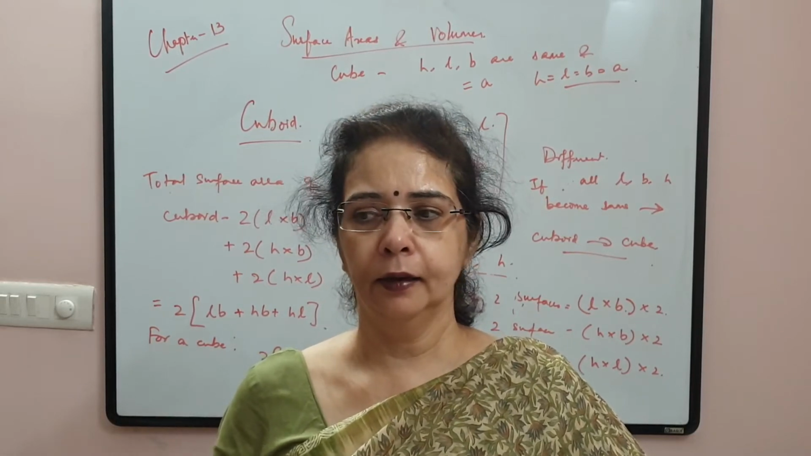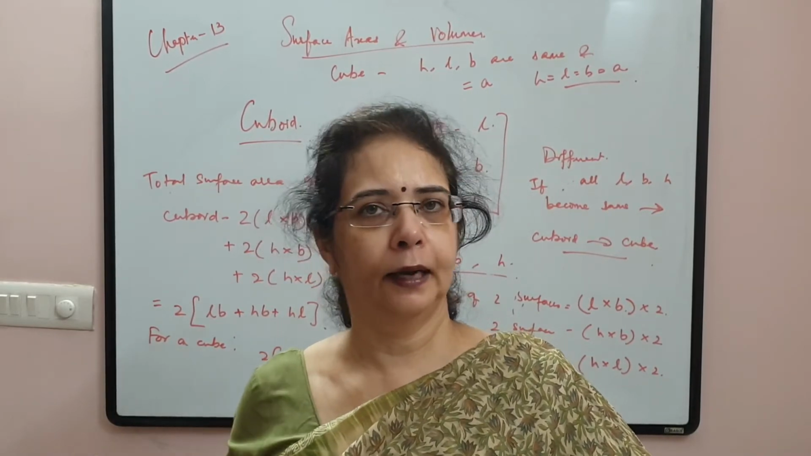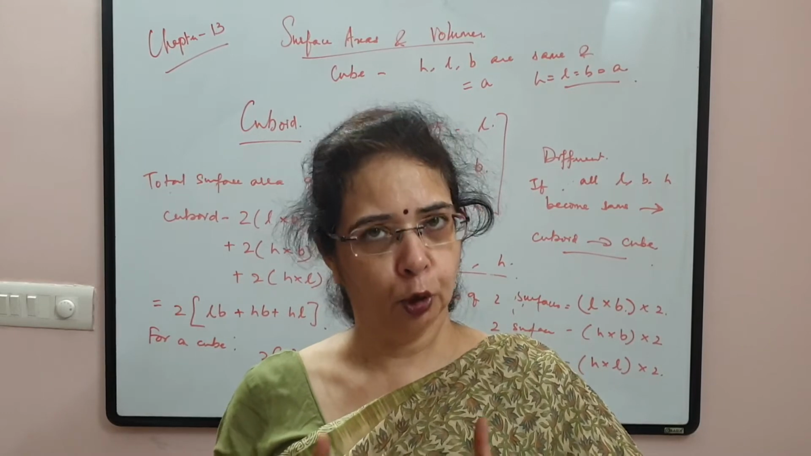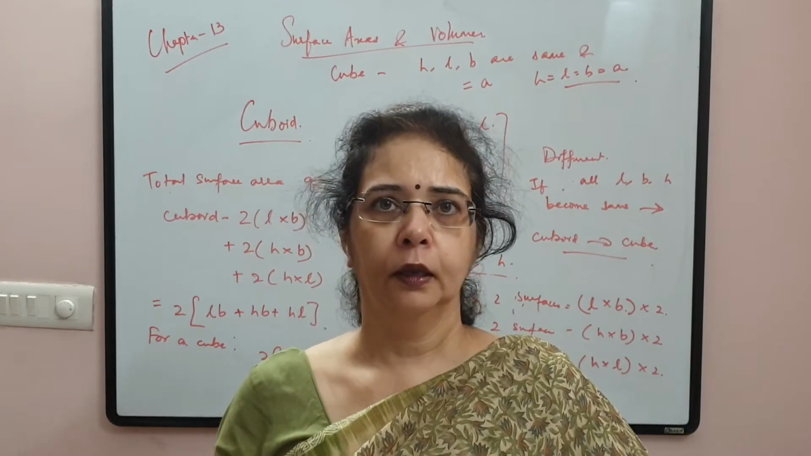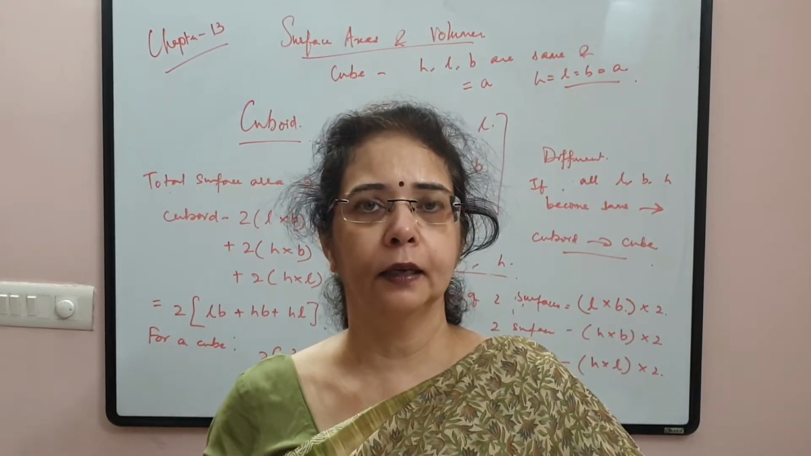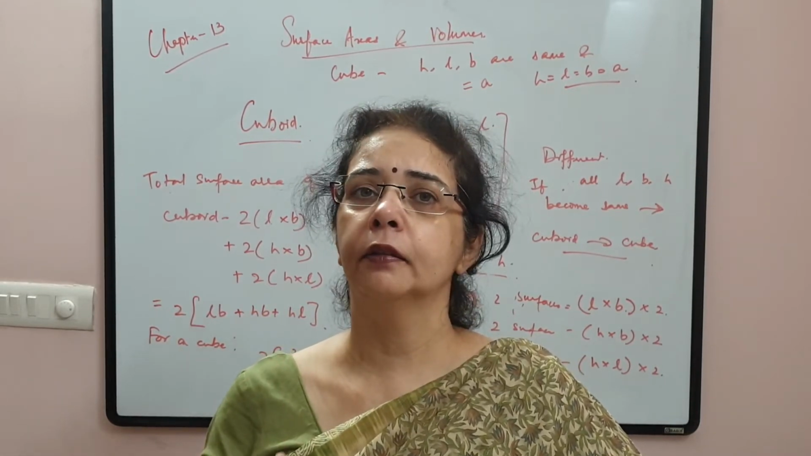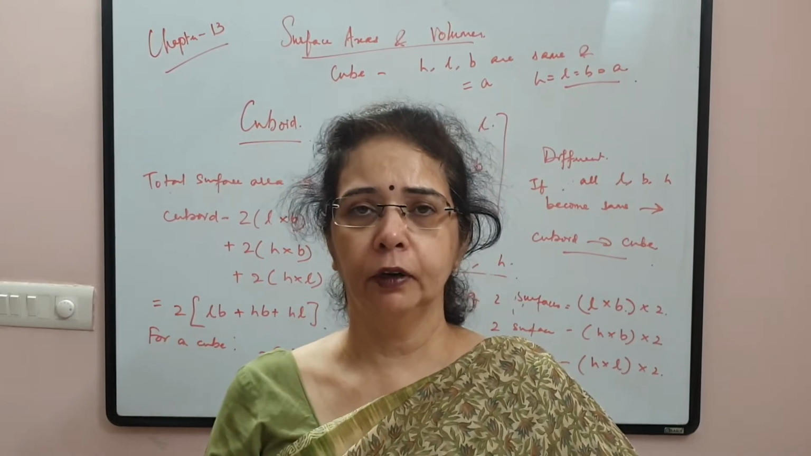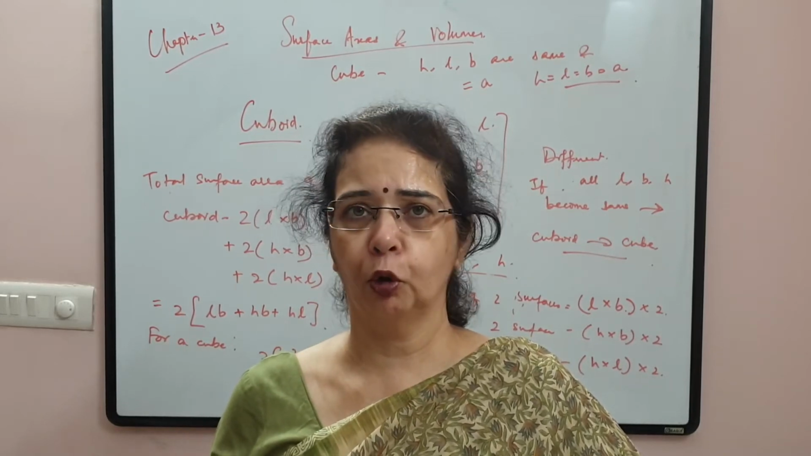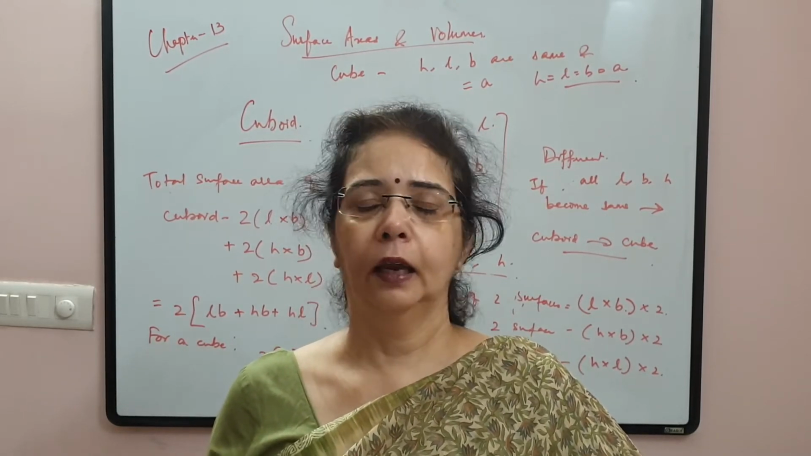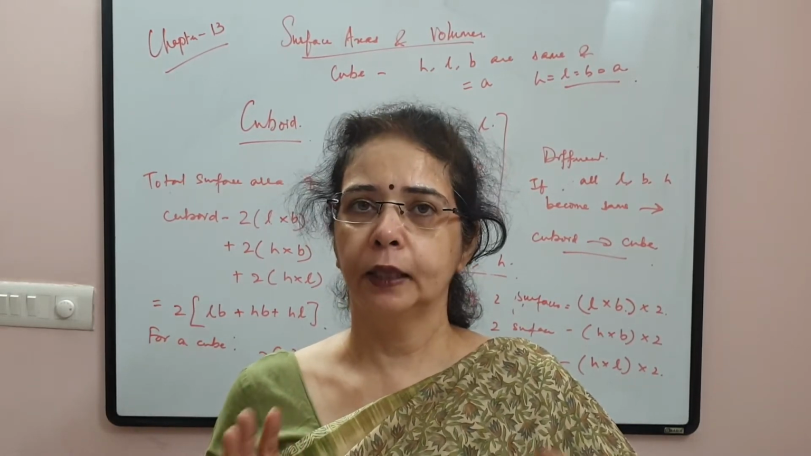In that rectangle, children, one dimension is length, the other dimension is taken as breadth. Understood? In a room, when you consider the floor, the two dimensions of the floor are taken as length and breadth. And the height of the room is taken as H, height. So whenever we are talking of the floor of the room, the dimensions would be length and breadth. And whenever we are talking of the height of the room, we will be talking of H. Okay? So that is the differentiation.